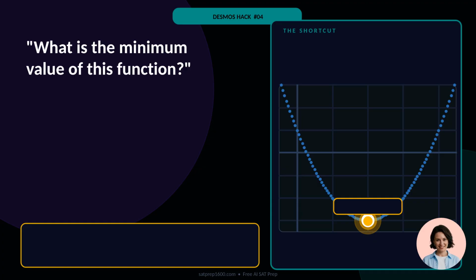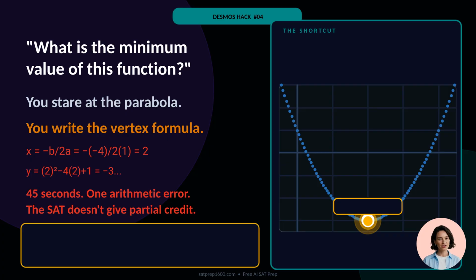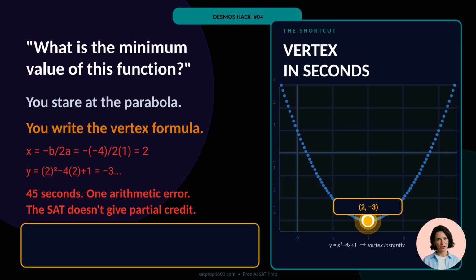Picture this on the SAT. What is the minimum value of this function? You could write the vertex formula, x equals negative b over 2a, plug in, and solve for y. That takes about 45 seconds and is one sign error away from a wrong answer. Or with Desmos, you graph it, click one dot, and read the answer in 3 seconds. 15 times faster. Let me show you exactly how.